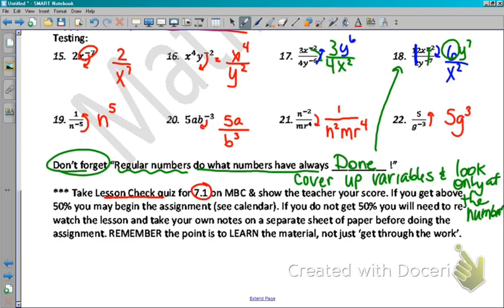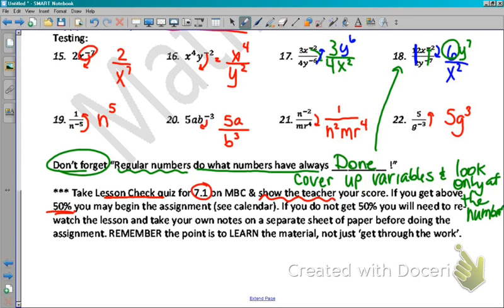Once you get a score, I want you to show it to me, at least for now, because I want to know exactly where you're at when you get there. Your goal is to get at least a 50%. Now, all this is going in the gradebook as completion. 50%, you did it. You move on.